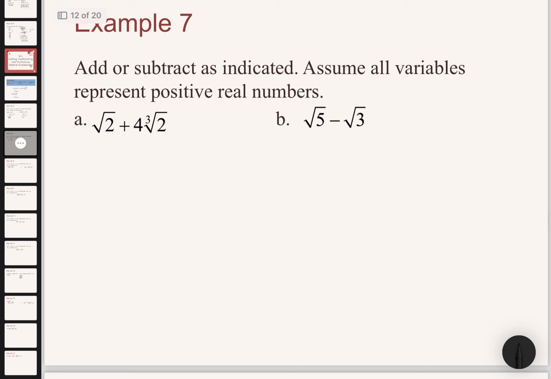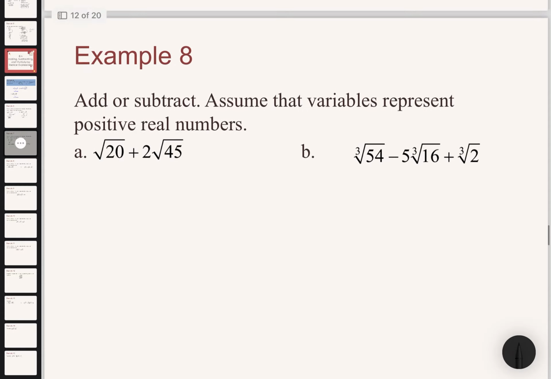Example 7. Add or subtract as indicated. So over here, are these like radicals? Nope. So I cannot simplify. That's as far as I can go. I can't write that any differently. Are these like radicals? Nope. So I cannot simplify. That is as far as these are going to go. All right. Sometimes we will have problems where we need to rewrite the radicals, and then I'll actually be able to combine them. Okay, so we're going to do that in example 8 coming up next.